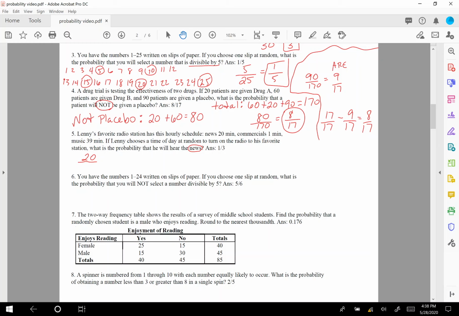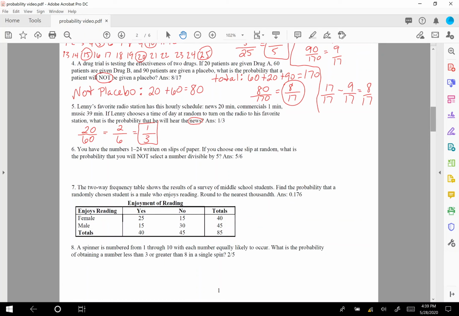So we have 20 minutes for news, 1 minute for commercials. That's a good station. And then 39 minutes for music. Add that all up. How many minutes is it? It's 60, which is 1 hour. So 20 minutes out of every 60 minutes is news. Let's reduce that. 20 and 60, you can divide both by 10, so 2 out of 6. But 2 and 6, you can divide both by 2. So 2 divided by 2 is 1, and 6 divided by 2 is 3. So he has a 1 in 3 chance of hearing the news when he goes to his favorite radio station.